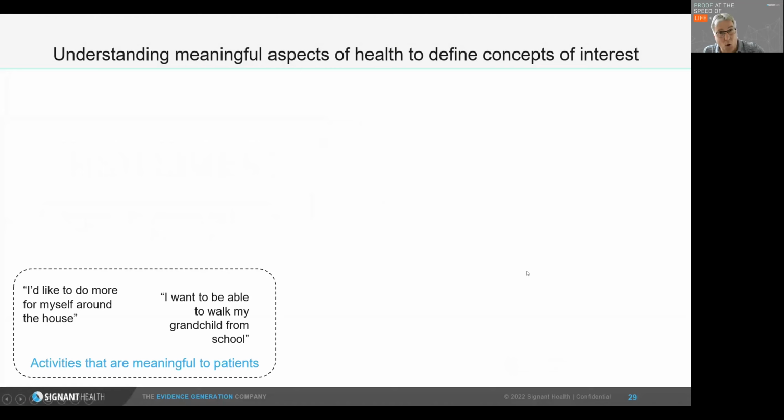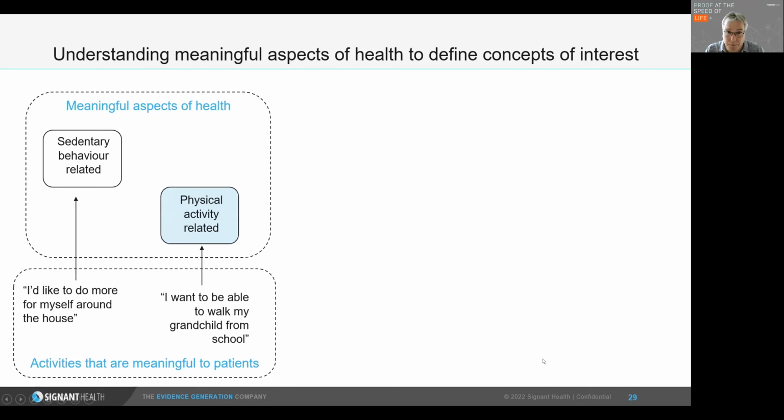So I think before we include a COA instrument in our study, we need to think about, is it addressing or measuring a meaningful aspect of health that's important to patients? And so this is an example in relation to physical activity. We might consider a population that's very inactive, like COPD, for example. If we ask the patients themselves what aspects of activity are important to them, they might say things like, I want to be able to walk my grandchild to and from school, or I want to do more for myself around the house.